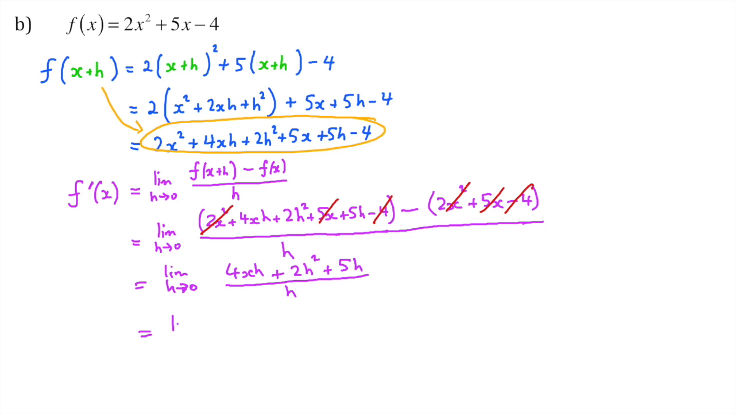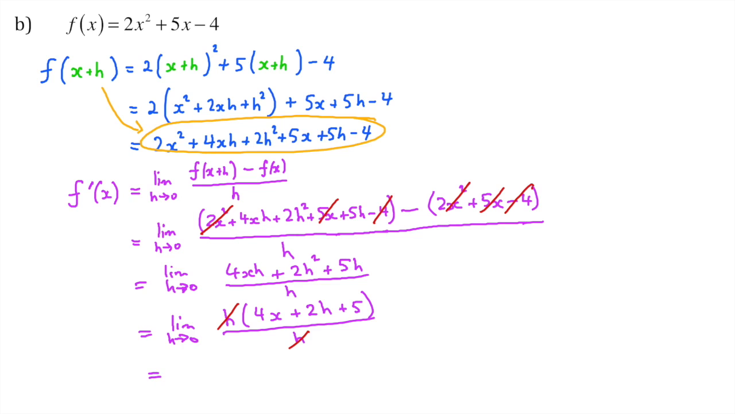Now on the top, I have a common factor. I'm going to take out h as a common factor, so I'm looking at the top of the fraction here. H is in every term. So if I take out h as a common factor, I get 4x plus 2h plus 5 all over h. Oh, I can cancel those h's there. And I can go straight to the answer almost now.